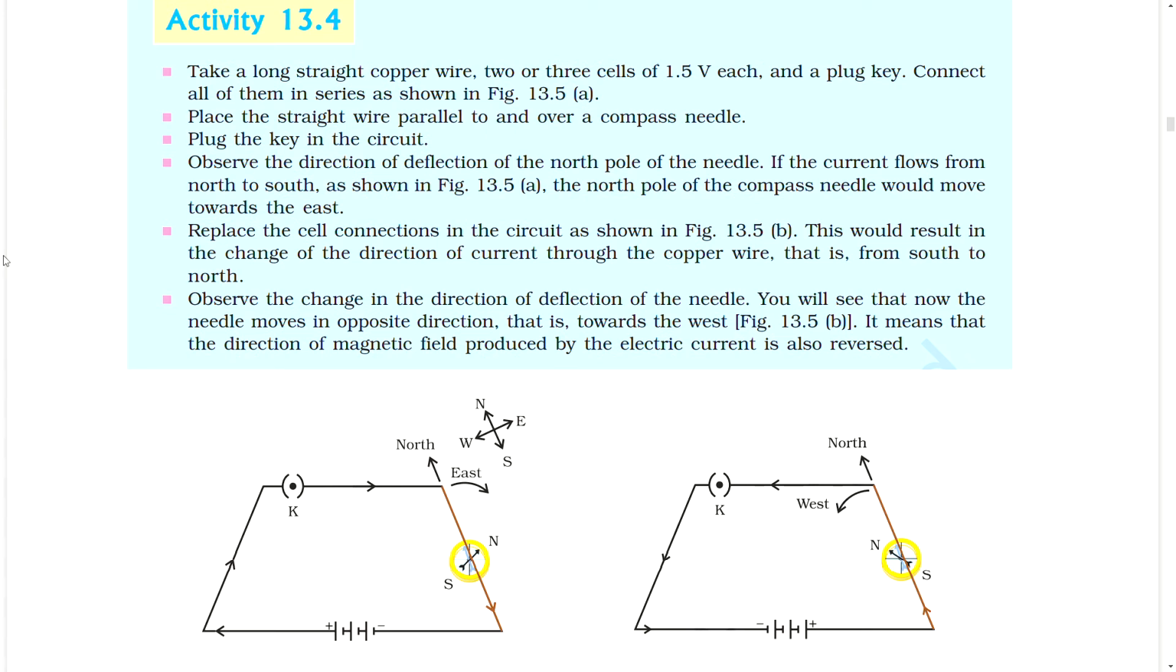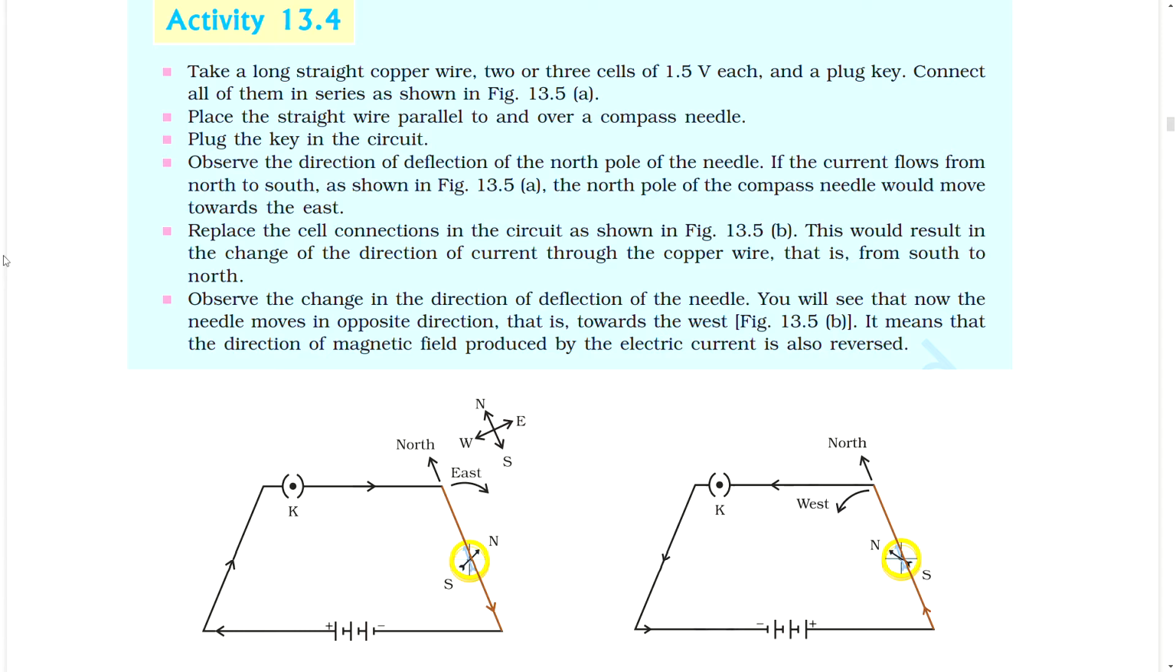Activity. Take a long straight copper wire, 2 or 3 cells of 1.5 volt each, and a plug key. Connect all of them in series as shown in figure A. Place the straight wire parallel to and over a compass needle. Plug the key in the circuit. Observe the direction of deflection of the north pole of the needle. If the current flows from north to south as shown in figure A, the north pole of the compass needle would move towards the east.